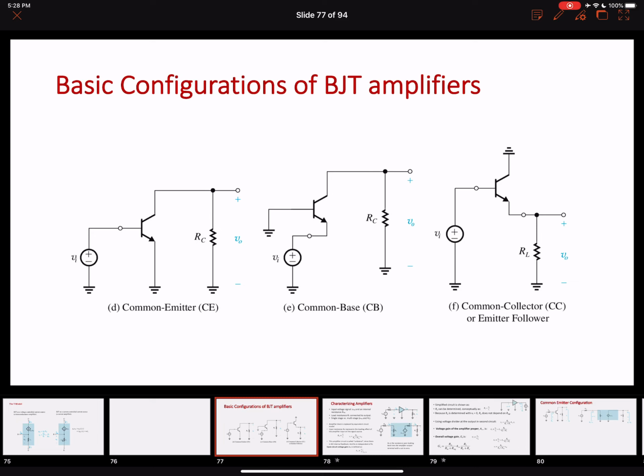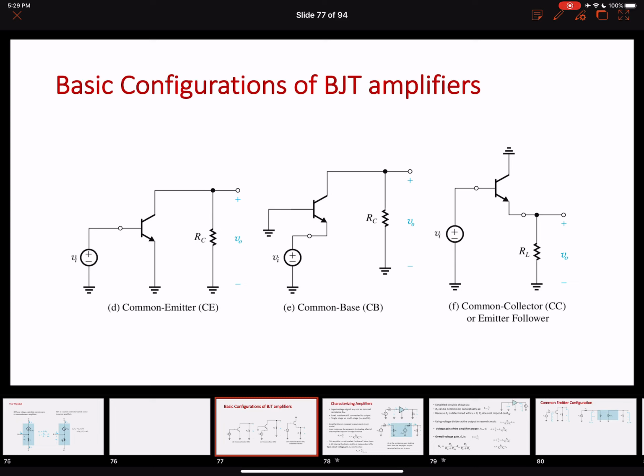Welcome to the next lecture of BJT amplifiers. In this lecture, we're going to talk about how we can use these bipolar junction transistors in different configurations in amplifier circuits. If you remember your MOSFET amplifier configuration lectures, it had three terminals. We ended up using one of the terminals, ground, in between input and the output to make it like a two-port network. Similarly, we're going to use the BJT transistor in a similar way, and we are going to come up with three different configurations.